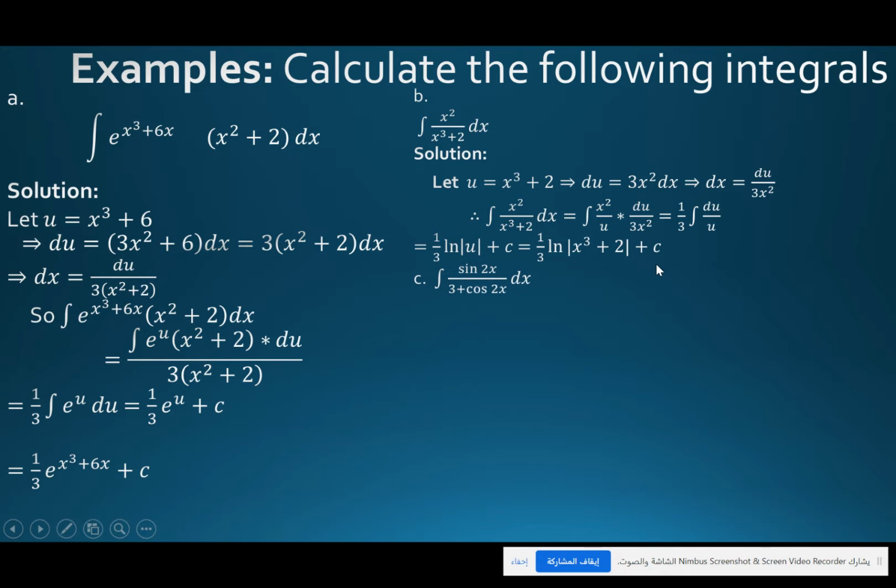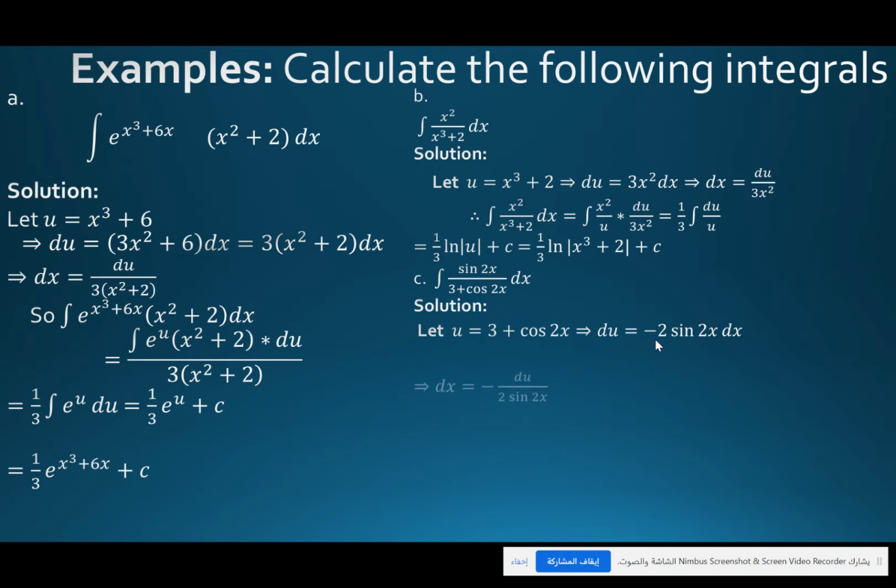The next example, with a new idea. We have again a fraction, and in this fraction we are going to start as usual from the denominator. Call it u. Let's do it. First, let u equal 3 plus cosine 2x. Derive each: du equals 2, the derivative of the constant 3 is 0, and the derivative of cosine is minus sine 2x multiplied by the derivative of the angle, which is 2.